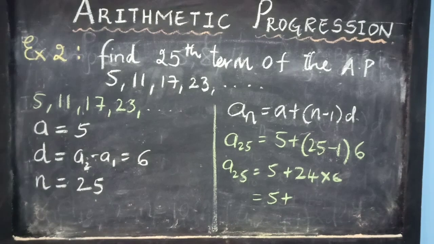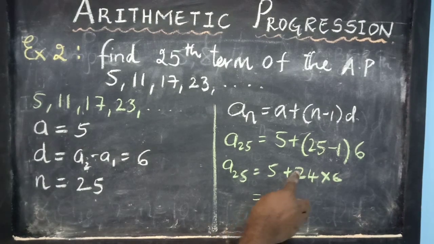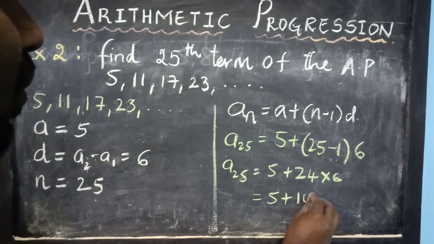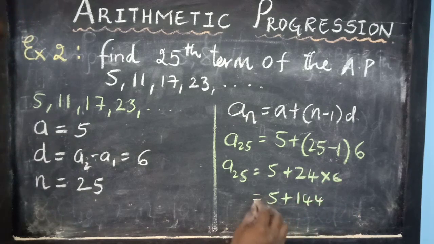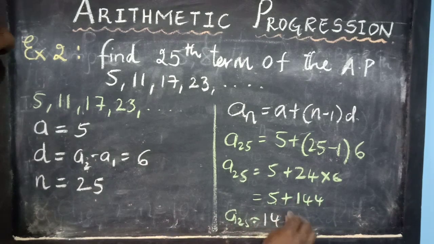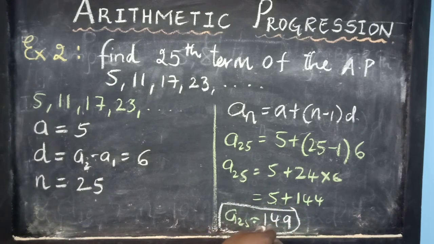Multiply 24 into 6 is 144. Now A25 equals 5 plus 144 is 149. The 25th term of the given AP is 149. Students, in the same way, you can try out a few more examples in the textbook.